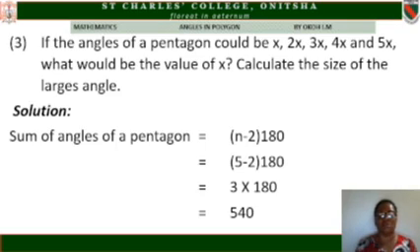We have our solution. The sum of the angles of a pentagon is equal to what? Let's look for the sum of the angles of a pentagon. A pentagon is a polygon of 5 sides. So we have n minus 2 times 180. 5 minus 2 times 180. 5 is the number of sides of a pentagon. So 5 minus 2 will give us 3. 3 times 180 will give us 540. Thus, the sum of the angles of a pentagon is equal to 540 degrees.